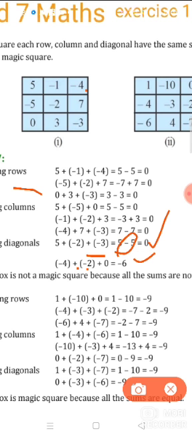But while adding the two diagonals, we are getting a different answer. According to the question, if we add the row, column and diagonal, the answer should be the same. So the first one is not a magic square, because in the other diagonal, -4 plus (-2) plus 0 gives a different answer from all the rows, columns and the other diagonal. So it is not a magic square.